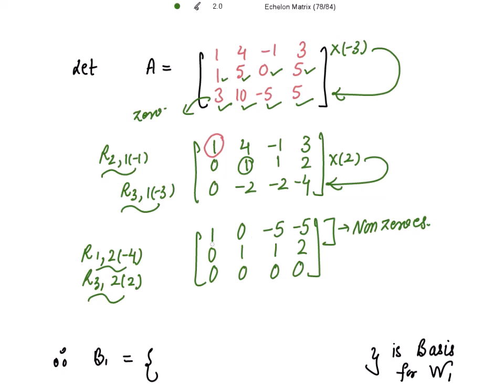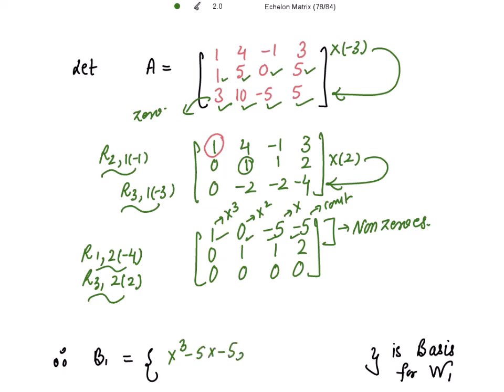In the first row I have 1, 0, -5, right? So this 1 becomes the coefficient of x cube, this is the coefficient of x square, this is the coefficient of x, and this is the constant. So the polynomial becomes x cube minus 5x minus 5.